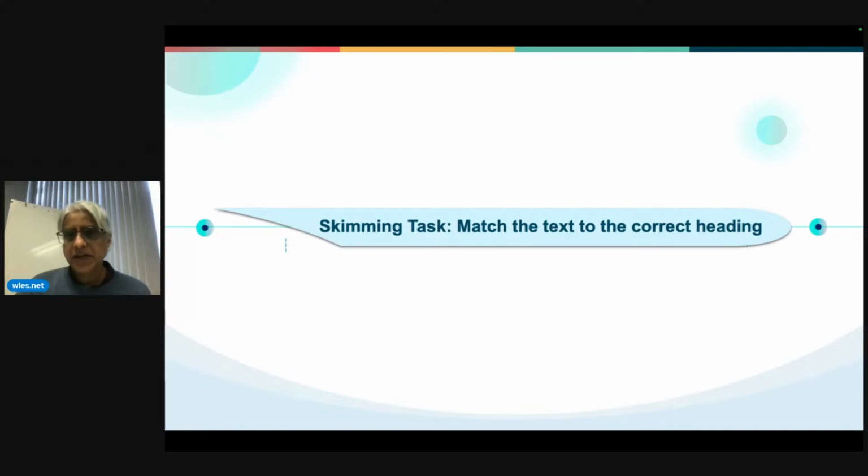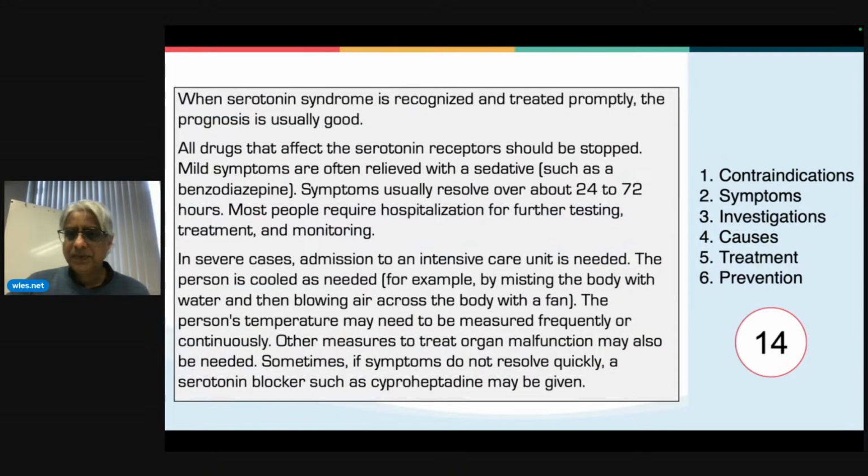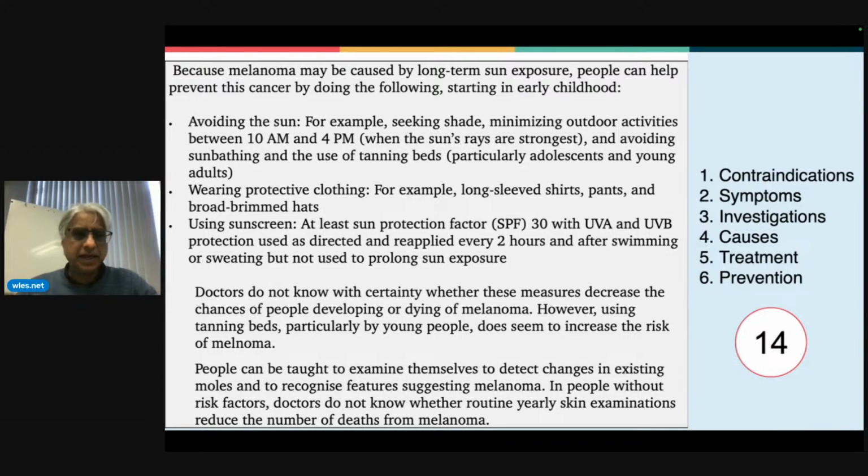Okay, on the right-hand side of your screen, you're going to see 6 different headings. You need to match the text to the heading. Again, okay, you've only got 15 seconds. Okay, so hopefully you can match this text to one of the headings on the right-hand side of your screen. We'll go on to number 2. Again, just 15 seconds.